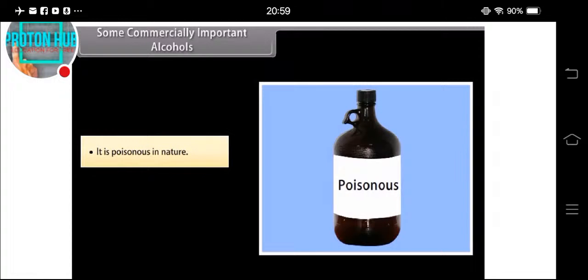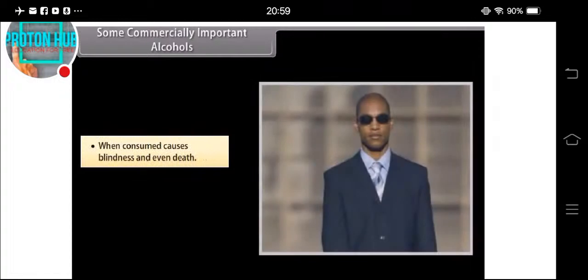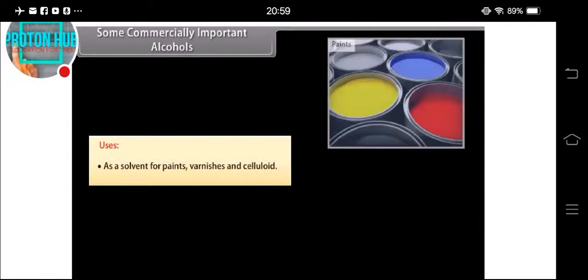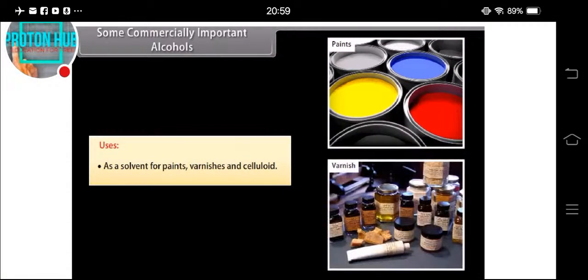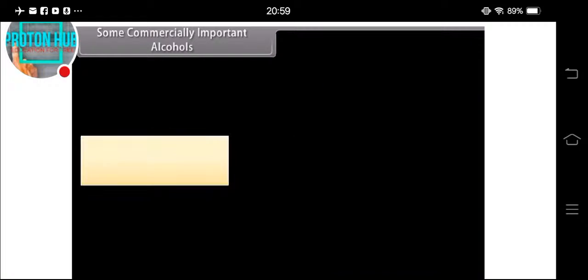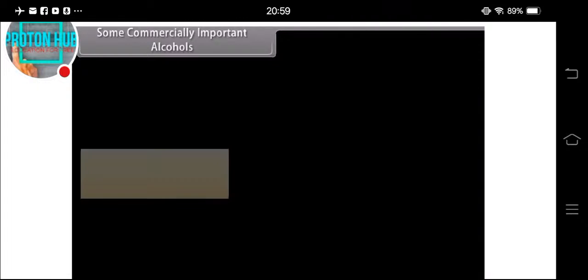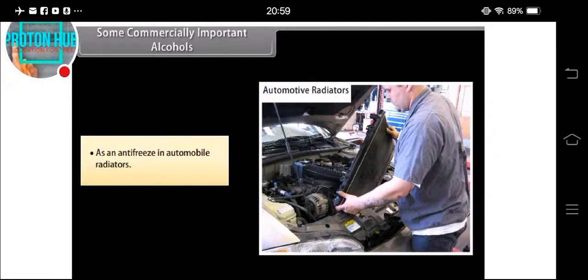It is poisonous in nature. When consumed, it causes blindness and even death. Uses: as a solvent for paints, varnishes, and celluloid; for denaturing industrial alcohol, that is, to make it unfit for human consumption; and as an antifreeze in automobile radiators.